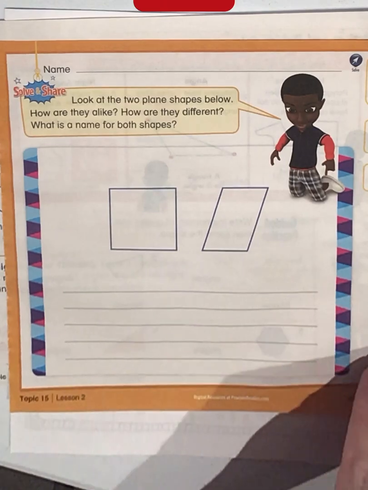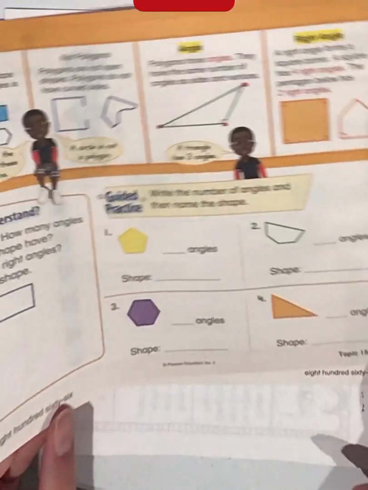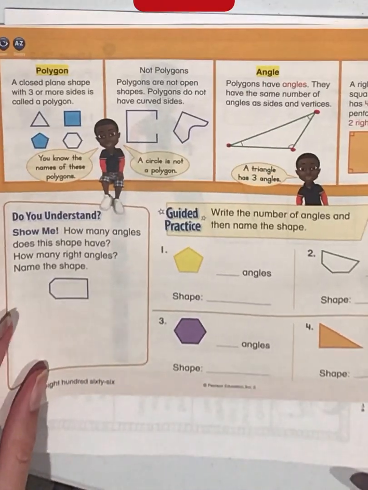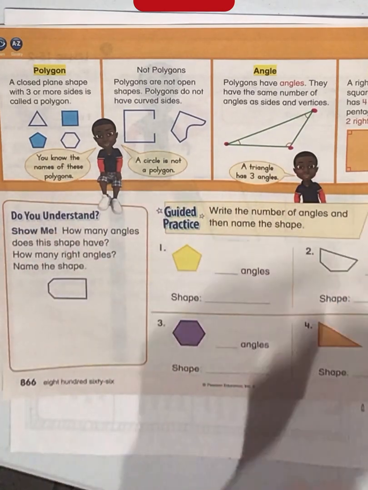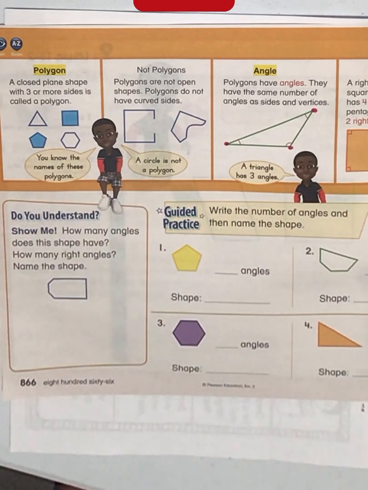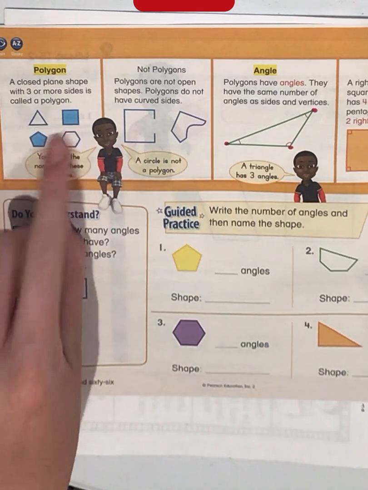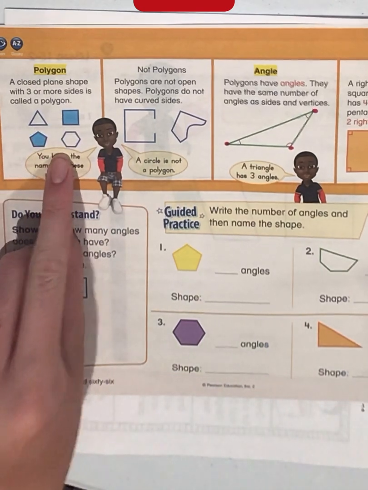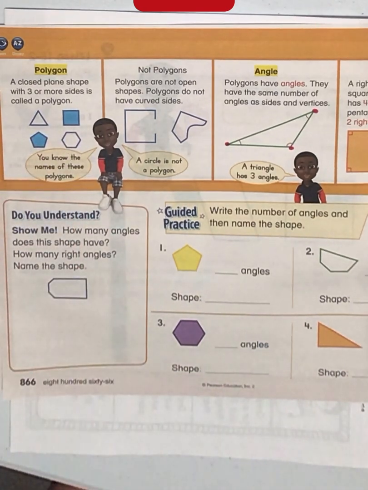All right, so if you're ready to move on, we're going to turn our paper over. And I want to look at the vocab here up at the top real quick. So a polygon, remember, is a closed plane shape with 3 or more sides. Okay, and we know the names for all of these polygons up here. That's what our lesson was on last week, okay?